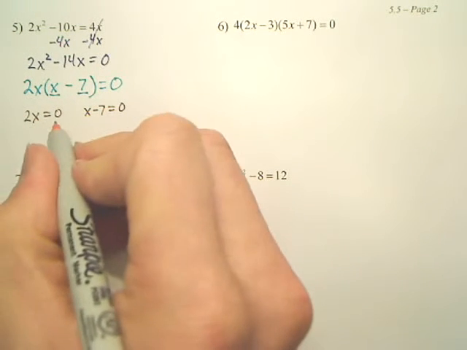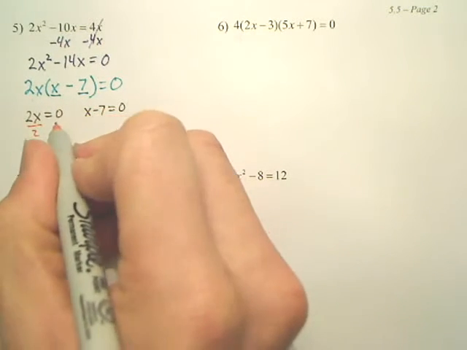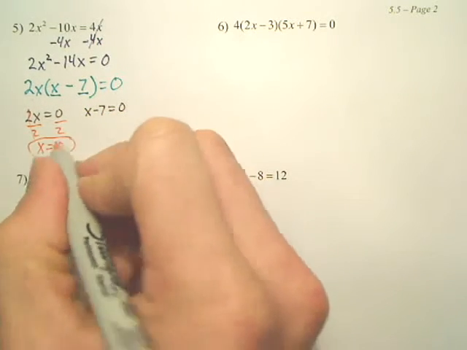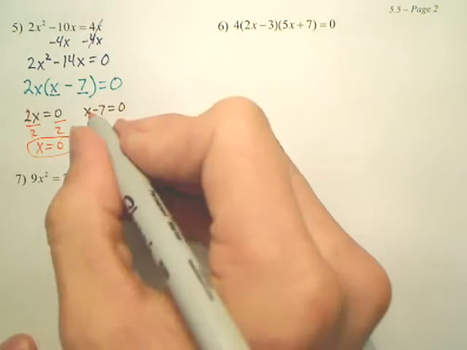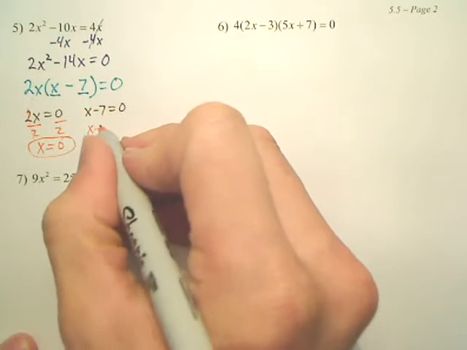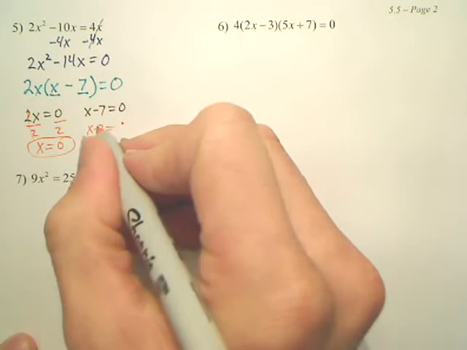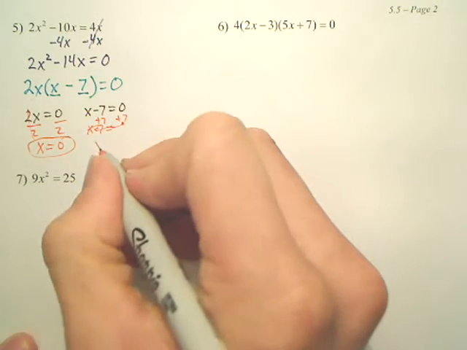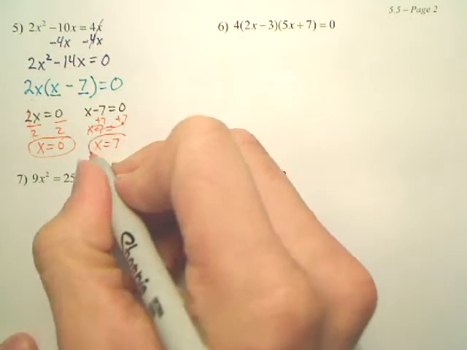So what would make this one 0? Well, if you just divide by 2, so that's 0. So 0 would make it 0. And here we would have minus 7 gives me 0. Oops, I shouldn't have done that way. Add 7 to both sides. x equals 7.